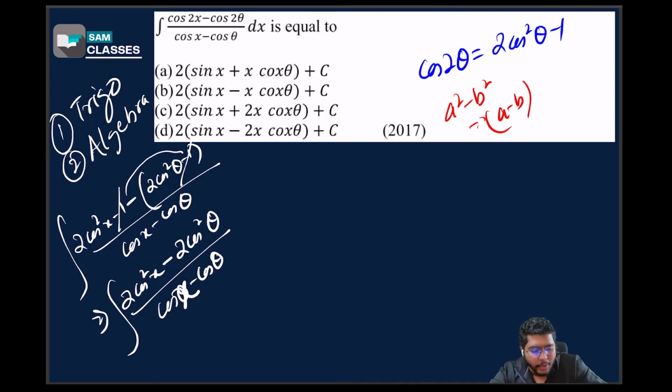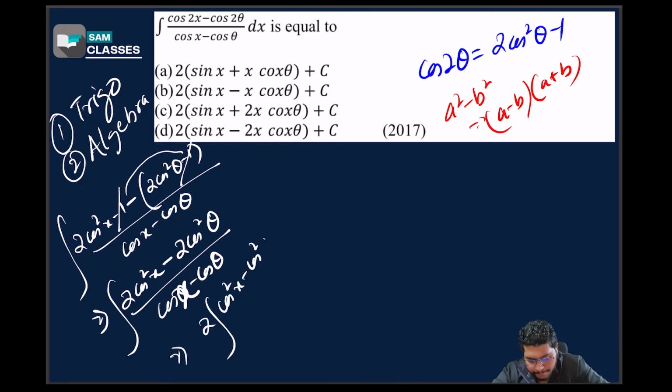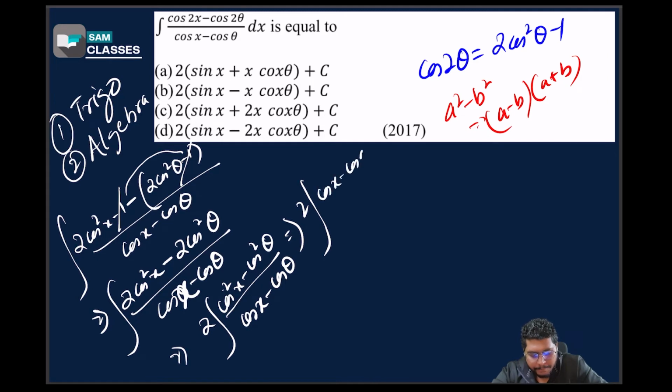A minus b into a plus b. That's it. Everybody remembers. So once I see this in this form, what will I do? I'll take 2 common out. So what will it be? 2 times cos square x minus cos square theta by cos x minus cos theta. So 2 I took common. A square minus b square is a minus b into a plus b.